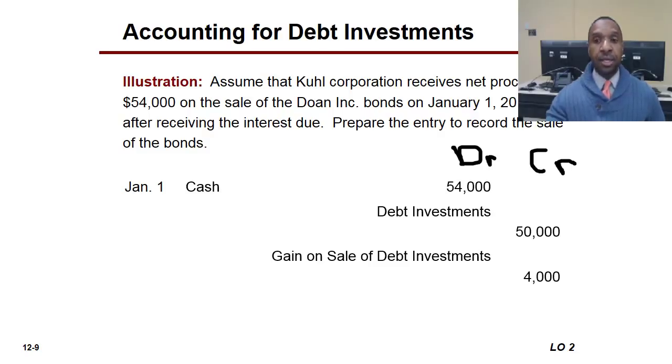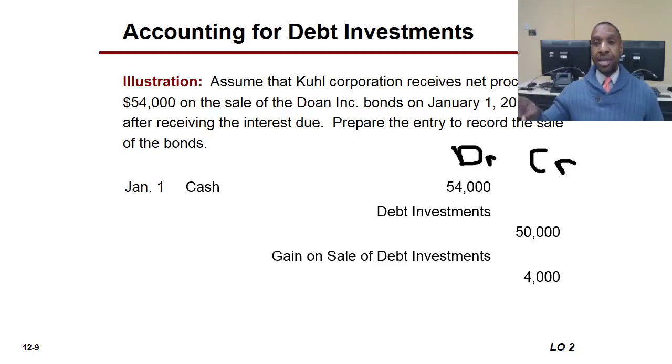So let's look at this. We've got cash coming in of $54,000, right? So that's recording the cash inflow. Oops, sorry, I'm writing the debit twice. So that's actually recording the cash inflow, right? Now, we've got our debt investments. We paid $50,000 for it.